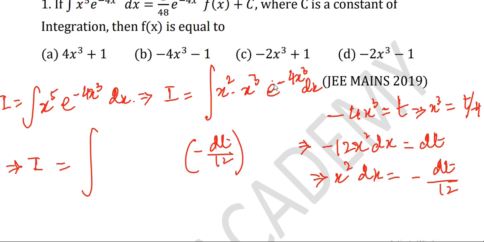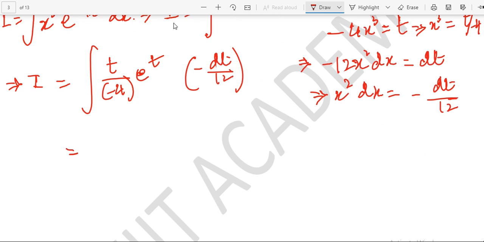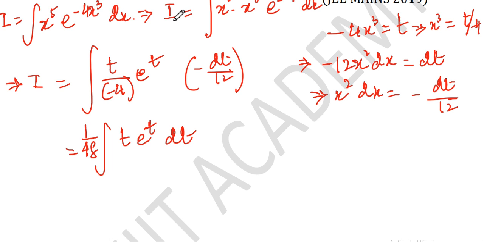Now e to the power minus 4x cube. We have x cube, x cube is just simply t by minus 4. And we have e to the power minus 4x cube, which is e to the power simply t. So these are just simply constants. 12 and 4 are constants, so we can take this out of the integration, which is 1 by 48 into t into e to the power t dt.